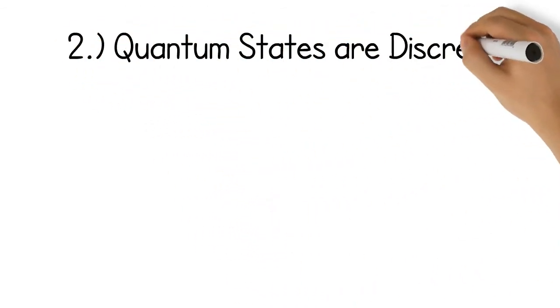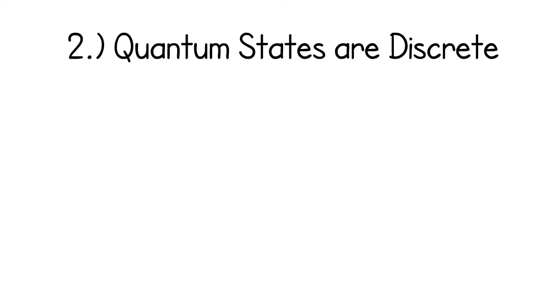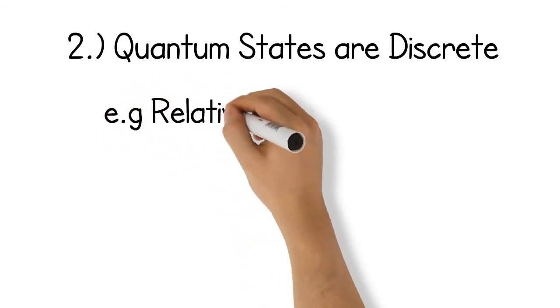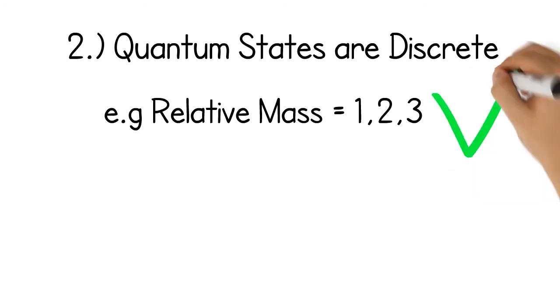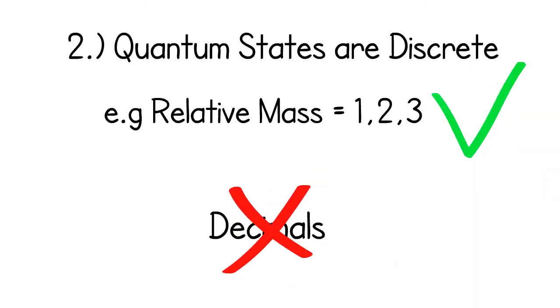2. Quantum states are discrete. For example, the relative mass of an electron can only be an integer, like 1, 2, or 3, but it cannot be a decimal, like 2.347.